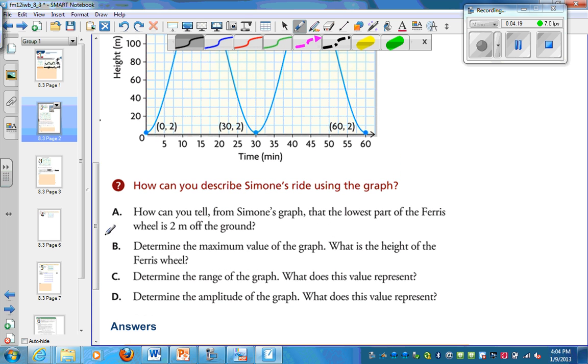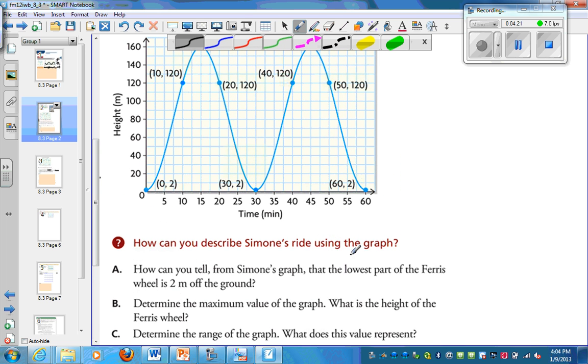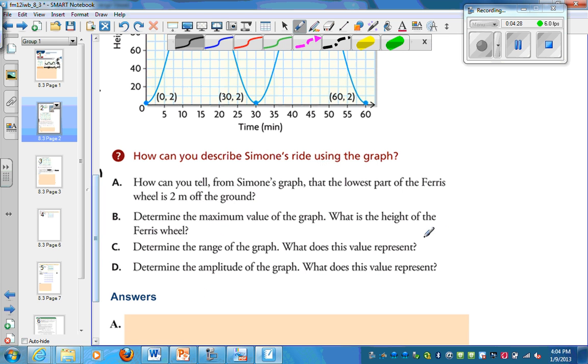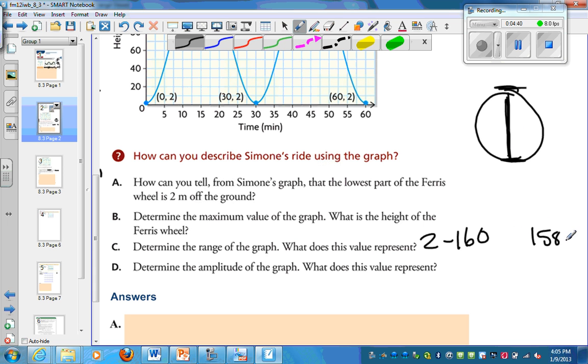Determine the range. So the range is between 2 and 160. That means that the actual diameter, if this is at 2 and that's at 160, that diameter of that Ferris wheel is 158 meters. So if we can find that diameter, I'm sure we could find the radius and some other information.